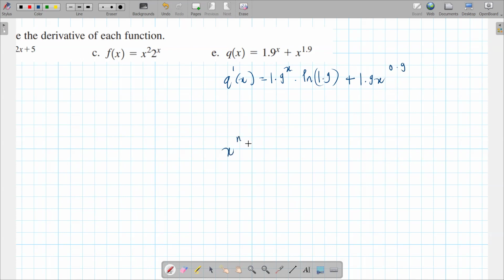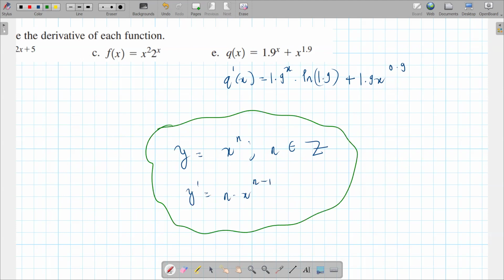Anything in this form, where n is any number that you can think of, even if it's not an integer, your y prime would always be n times x to the n minus 1, if you can write it in this form. Something like this, you can also write in that form. It becomes x to the 2 out of 3, and when you take the derivative, it becomes 2 out of 3 x to the negative 1 out of 3. It's not always possible to write it. If we could, then things would be easy.